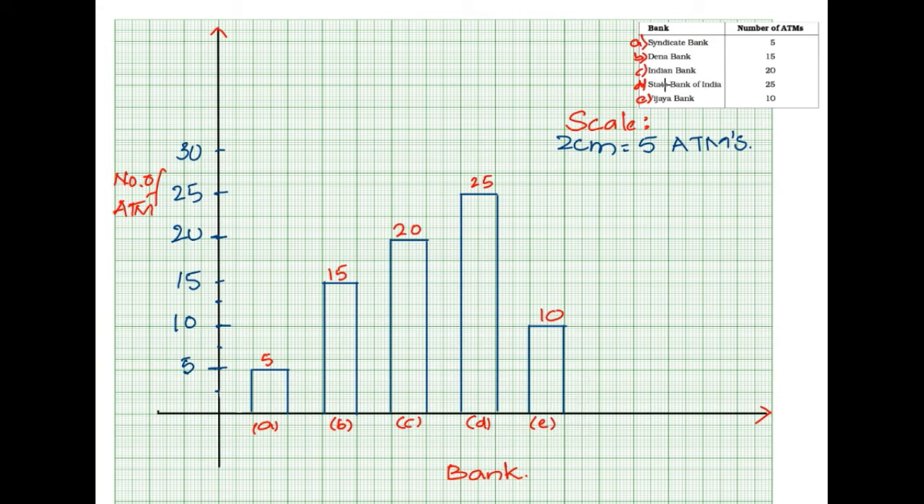This is how we can make a graph out of the given information. This graph has got the perpendicular line representing number of ATMs, horizontal line representing the bank, and each of these rectangles are the bars. They have the equal space between them.